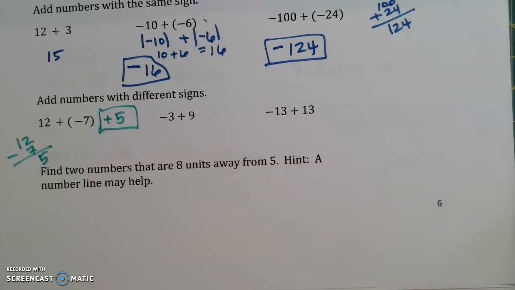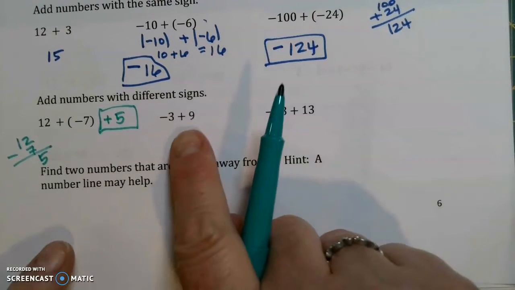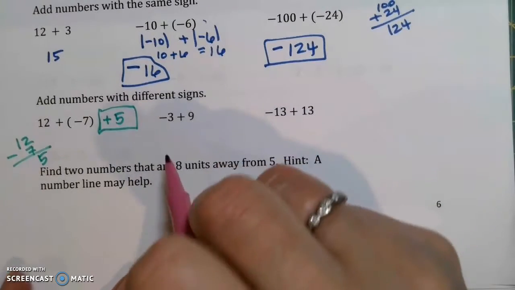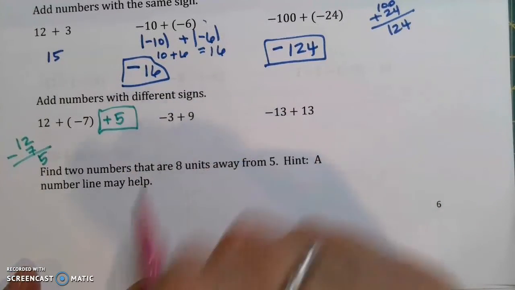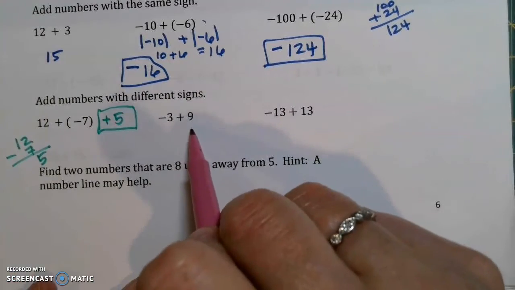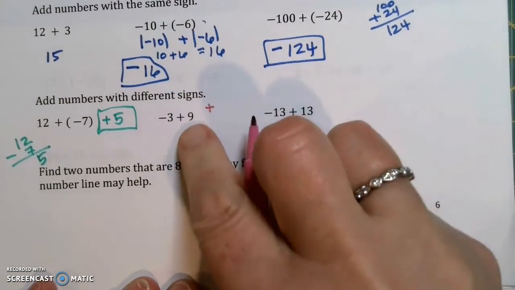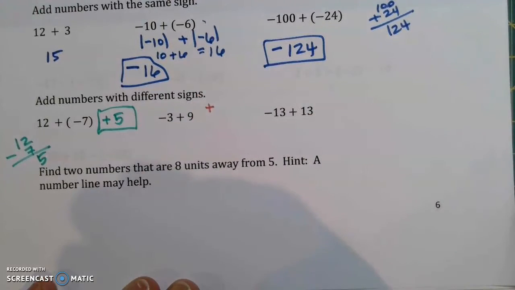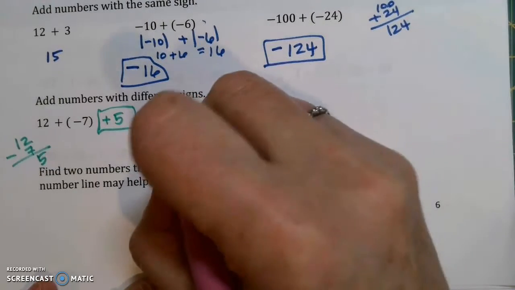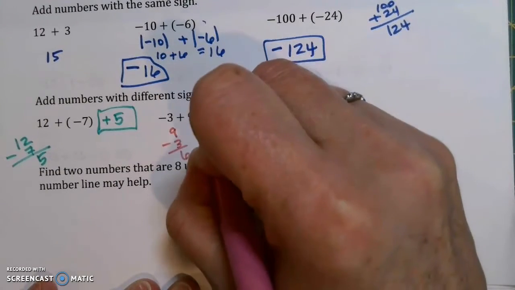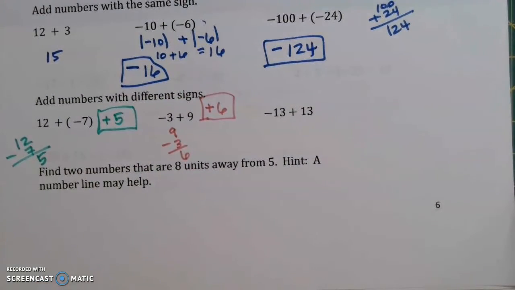And let's see, let's skip to the last, oh, actually, let's go to this one here. So -3 and +9. So again, 9 has a larger absolute value than -3. So this one is also going to be positive because the one with the larger absolute value is going to determine that sign. And then we say 9 minus 3 is going to be 6. So +6 for that answer.